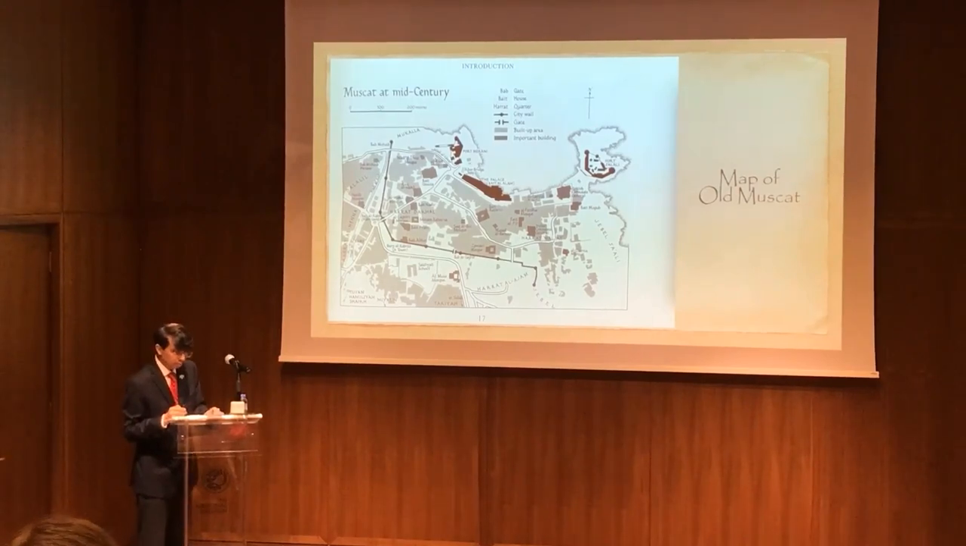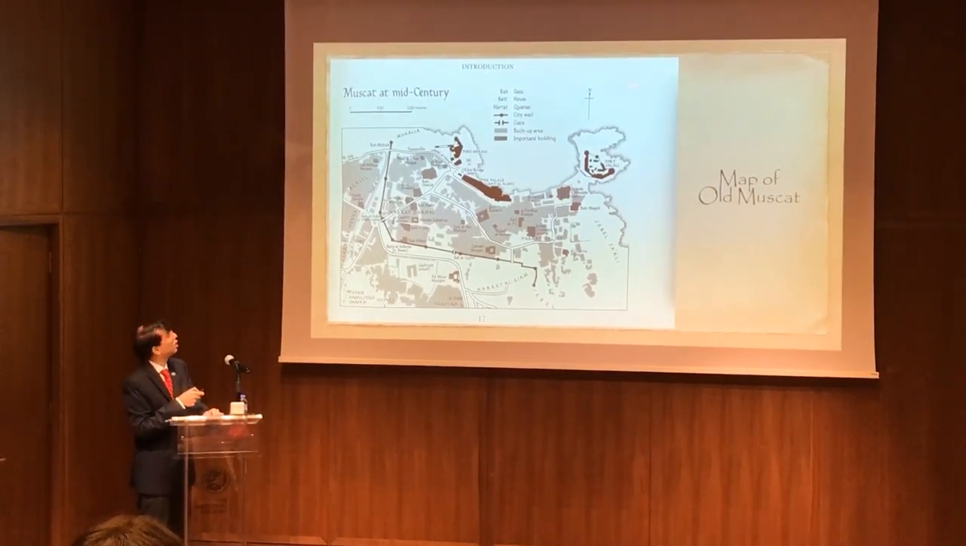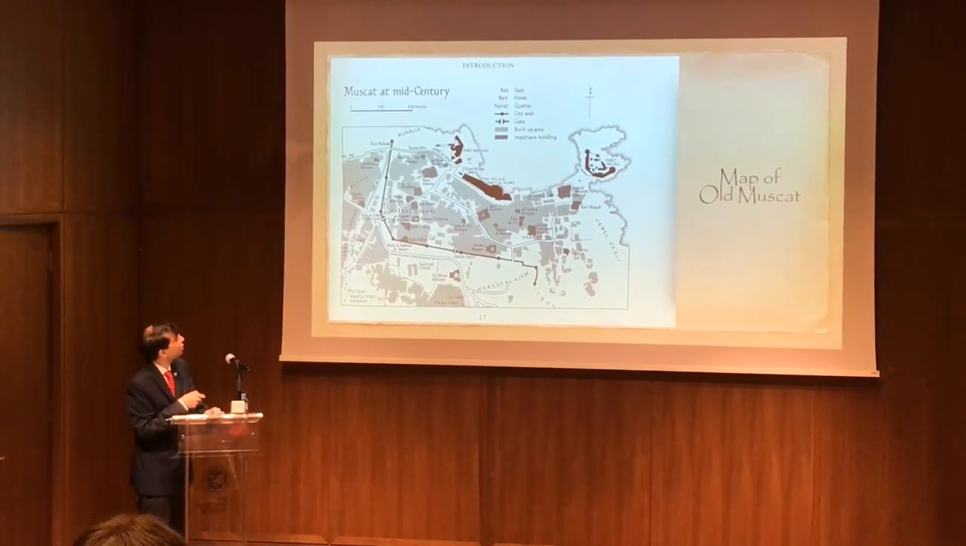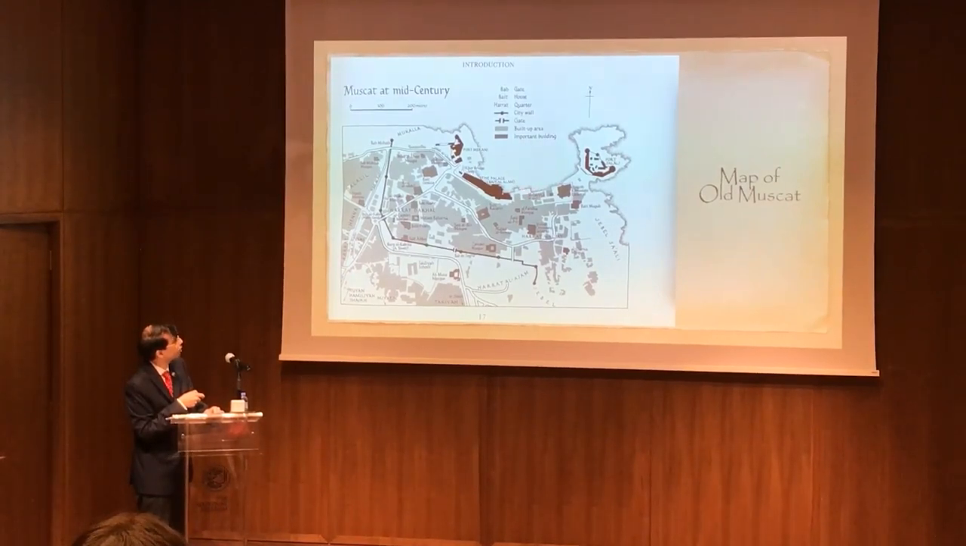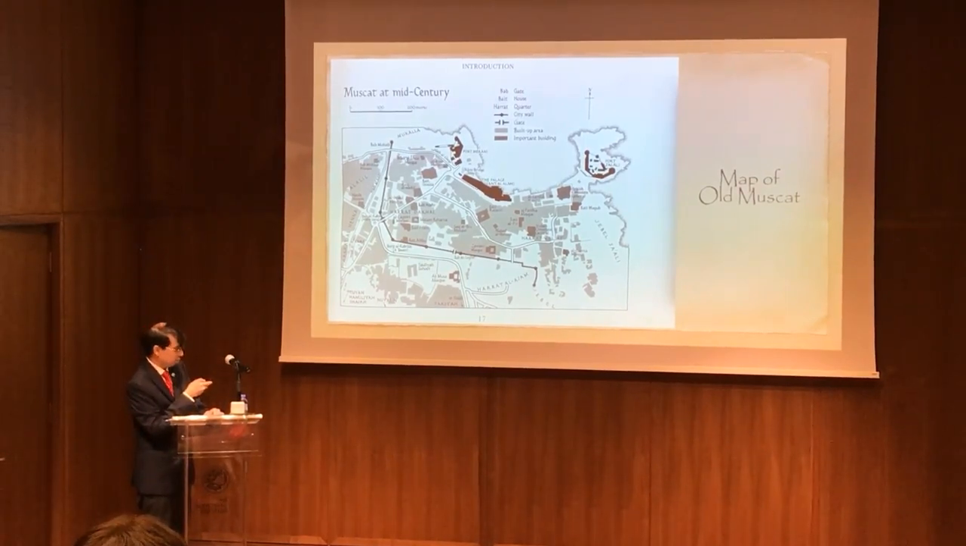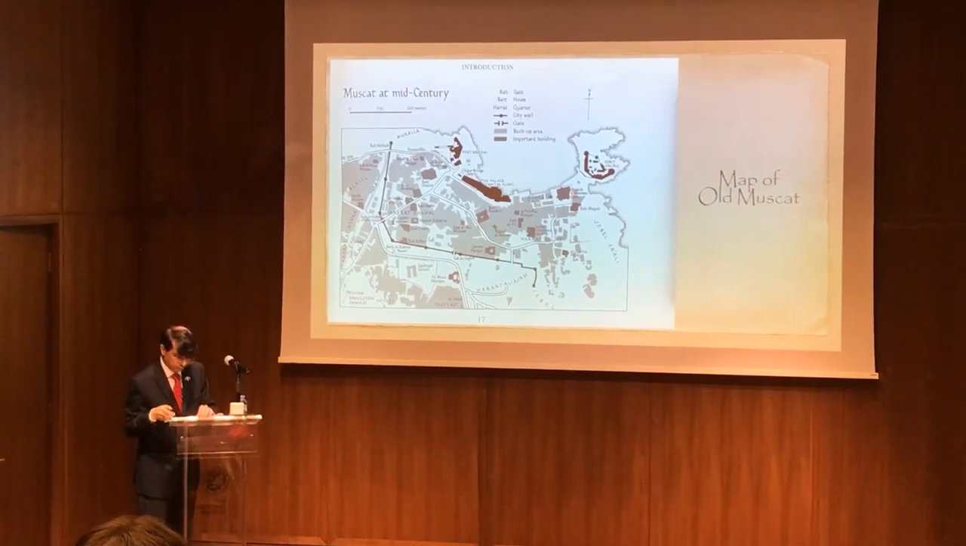This is a map of Old Muscat showing the location of the palace, the wharf right here, the Al-Farda, it's been written over on this side, the Farda, right here, and the British political agency, forts, both Mirani and Jalali, and at the bottom just below, you can notice right here in the center, Beit Ratan Sen. Now here comes my favorite picture.